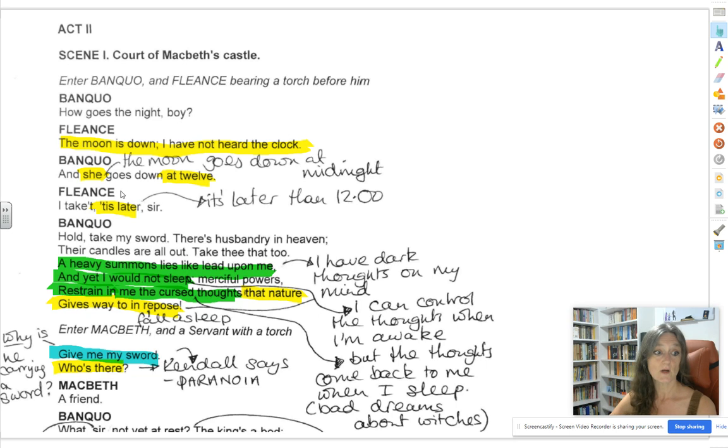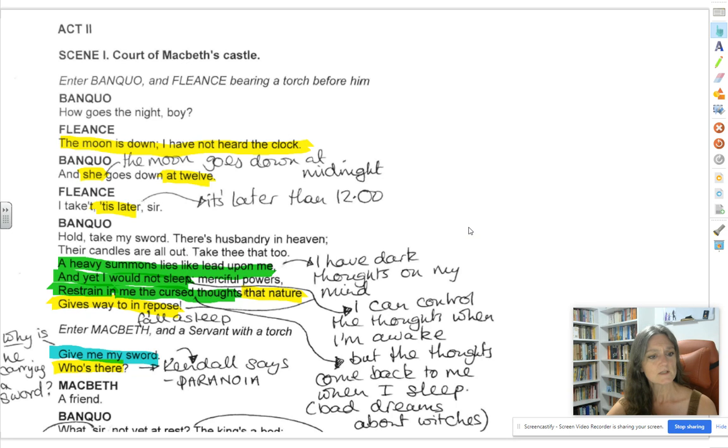And Fleance says, well, I can tell you one thing, Dad, it's later than midnight. It's later than that already. This is cute. He calls his dad sir, a really respectful relationship there. And so, as I said, Banquo is taking off his sword and things like that and handing his bits and bobs to Fleance.